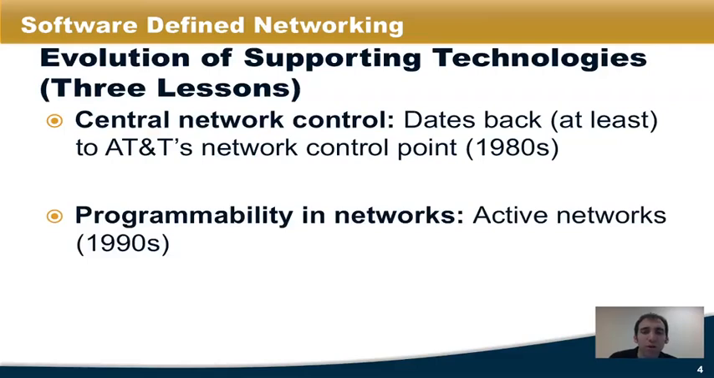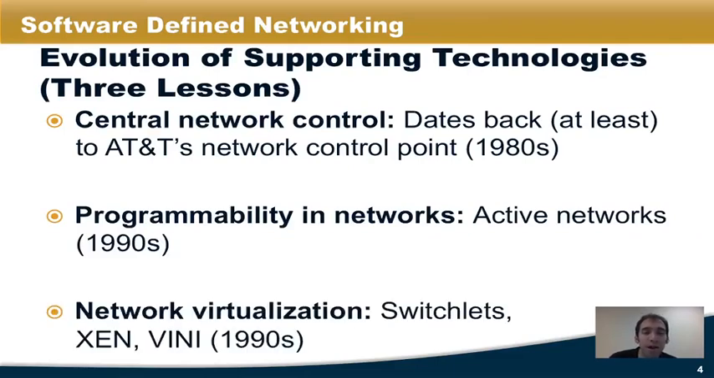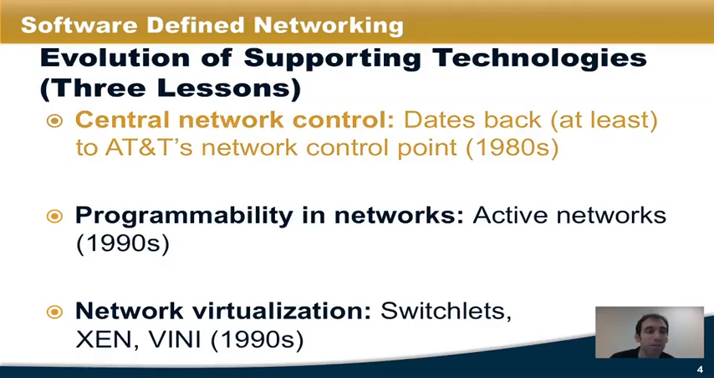Next, we'll talk about the history of programmability in networks, which can be traced back to active networks in the 1990s. And then we'll talk about network virtualization, which some have described as the killer app for SDN, which also has its roots back in various technologies in the 1990s. So let's start by talking about the origins of central network control.